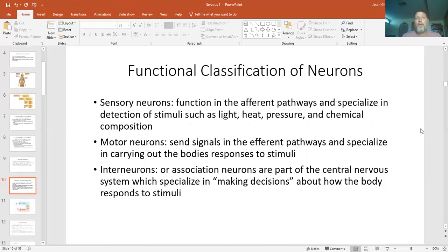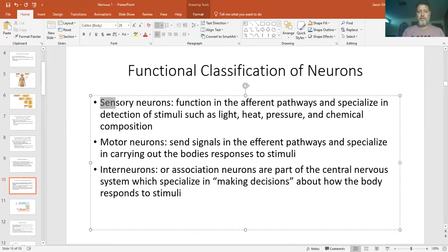Here, if we classify neurons by their functions, we have to label them a little bit differently. So again, we have our sensory and our motor. Our sensory neurons are bringing stuff in: light for our eyes, heat, pressure, chemicals on our tongue, nose also, for that matter. Again, that's bringing the information in. Motor neurons are going to be sending the information or a response back out.